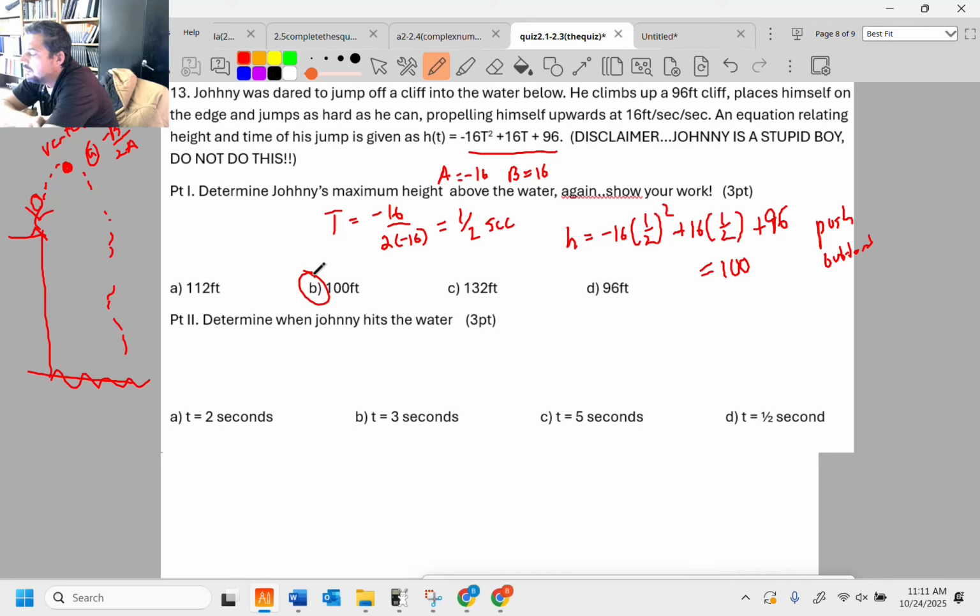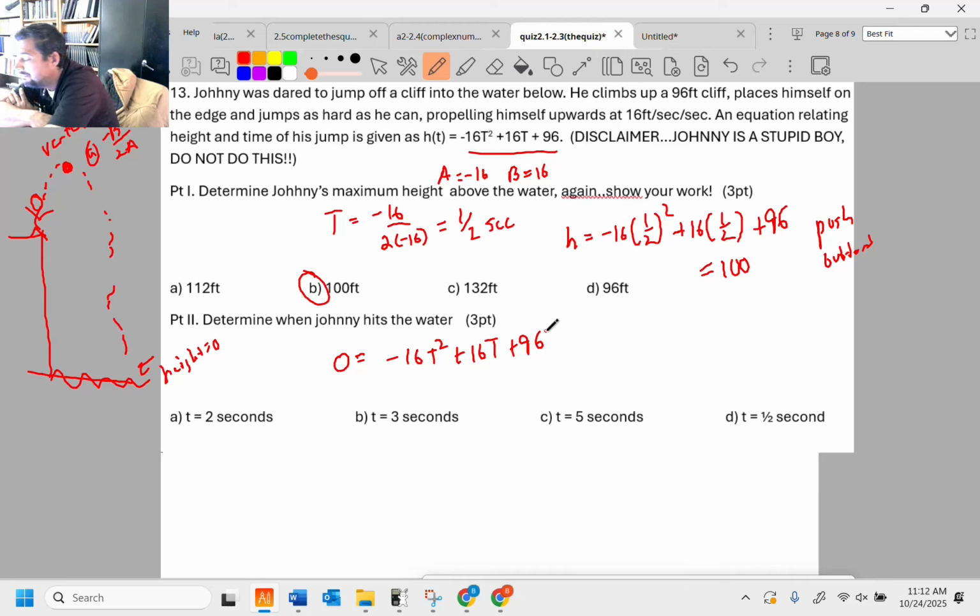Determine when Johnny hits the water. When you hit the water, your height is 0. So it's 0 equals. I thought the one I did on the twin, man, I thought I did an excellent job of explaining that. I still think I did an excellent job of explaining it. You just did a poor job of understanding it.